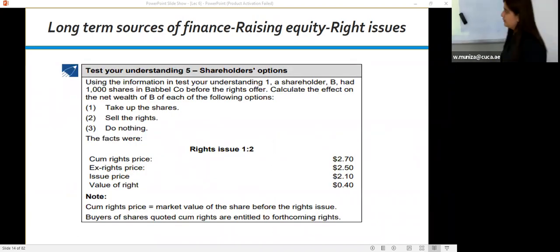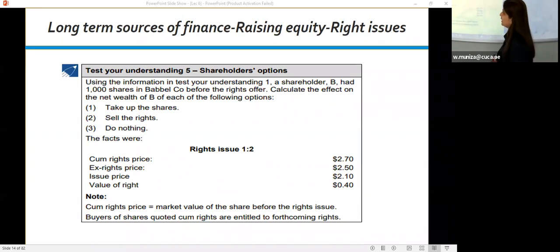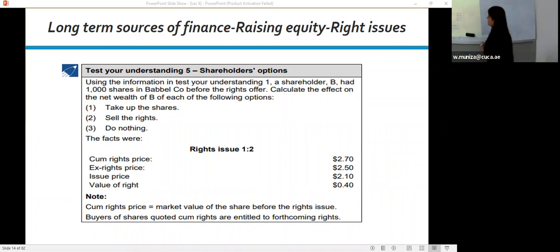Now, Understanding number 5 is there. They are asking that using the information in Understanding 1, a shareholder B had 1,000 shares in Babel company before the right offer. So before the right offer, if a person B is having 1,000 shares in Babel company, calculate the effect on net worth of B of each of the following options. So if he has existing 1,000 shares and you are using the information in the Babel company, what would be the effect on his net wealth if he is taking any of these options? The first one is take up shares. The second option is sell the rights. The third option is do nothing.